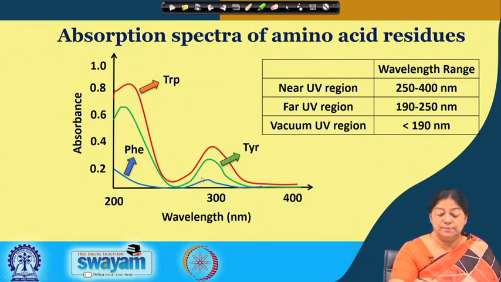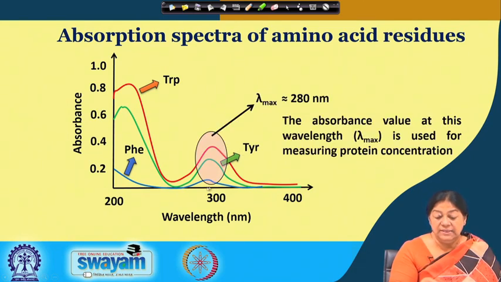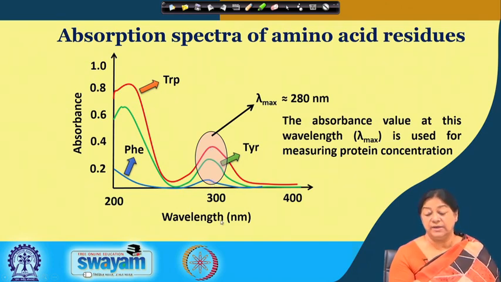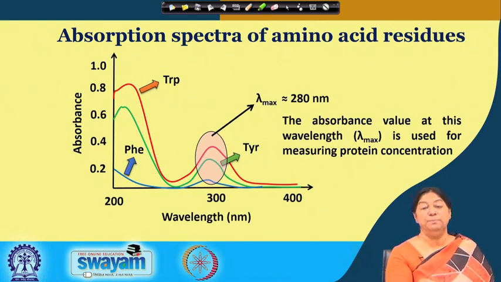We see that the absorption of the phenylalanine, because the extinction is low, is less compared to the tyrosine, which is lesser than that of the tryptophan. This is the absorbance at 280 nanometer, where each aromatic amino acid shows a peak. This absorbance value at this wavelength, the lambda max, is used for measuring protein concentration.